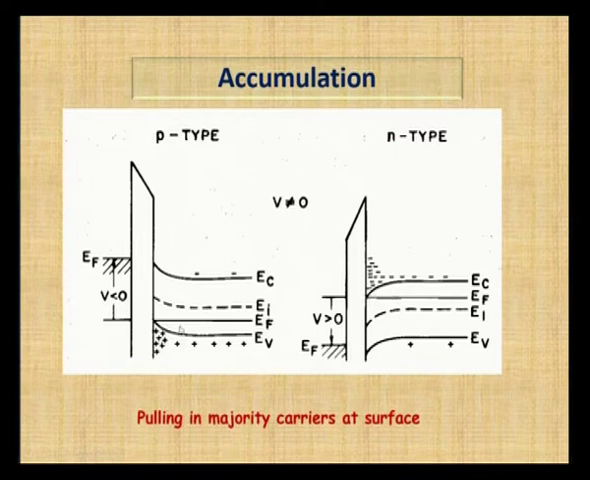So the majority carrier in the p type accumulates in the valence band, but in n type it is accumulated in the conduction band. The minority carrier accumulates in the conduction band for p type, and for n type the minority carrier accumulates in the valence band. This is the difference when the voltage is not equal to 0: the accumulation of majority and minority carriers takes place, and due to the accumulation the barrier is going to increase for current flow. Due to this, the current flow is difficult.